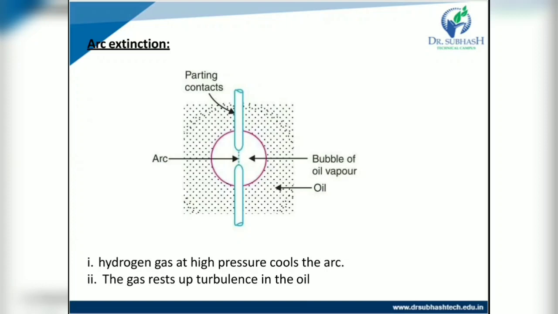The gas rushes up, turbulence in the oil. So advantage of this oil circuit breaker is it absorbs arc energy and has excellent cooling property, and oil acts as an insulator and the surrounding oil presents a cooling surface.